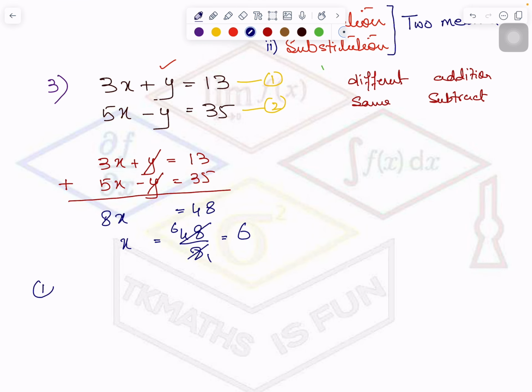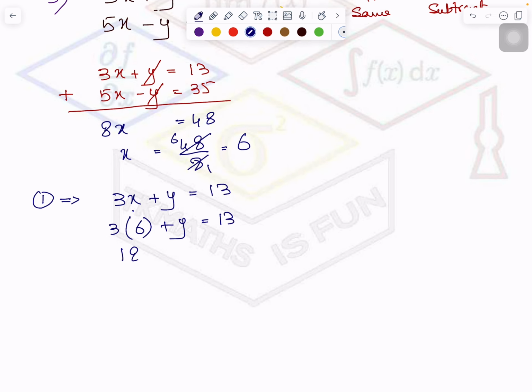Suppose I pick up equation 1, also mention it here. It will be easy. So I'm substituting this value of x here. And I will get the value of y. 6 times 3 is 18. I hope you understand this basic calculation. Minus 1. So I got here x is 6, y is minus 5. And I told you in the last video what is the meaning of this answer.